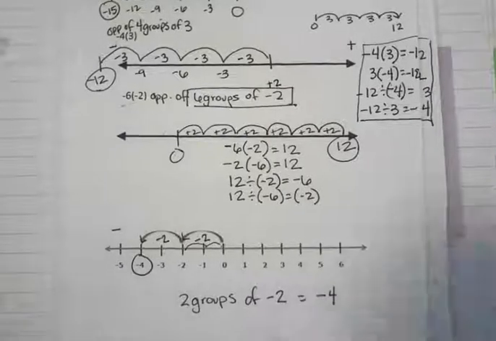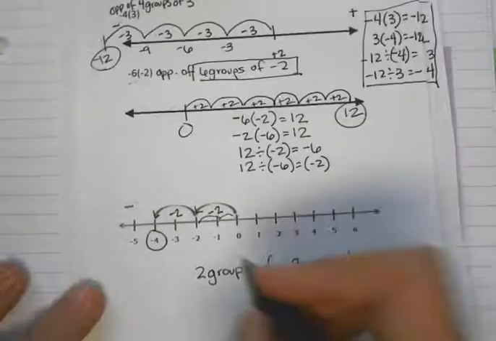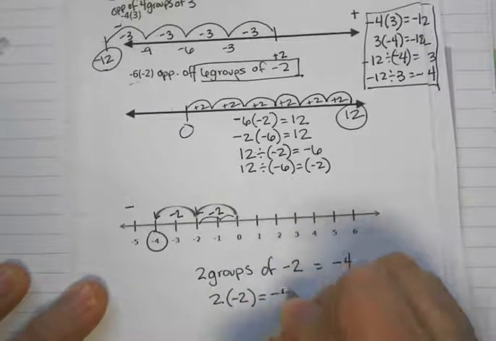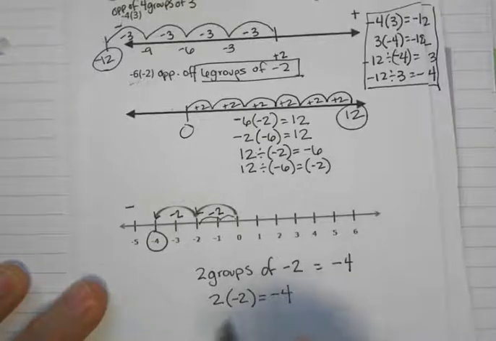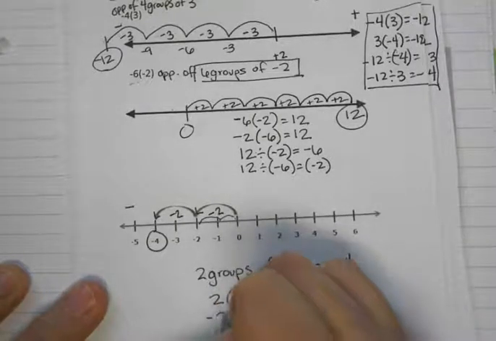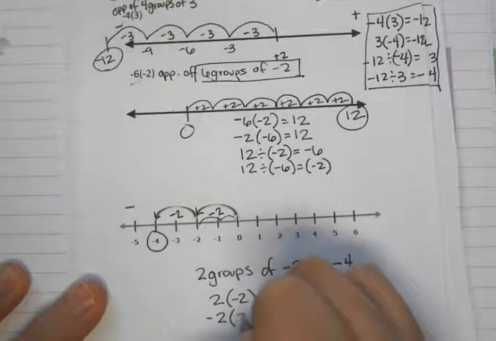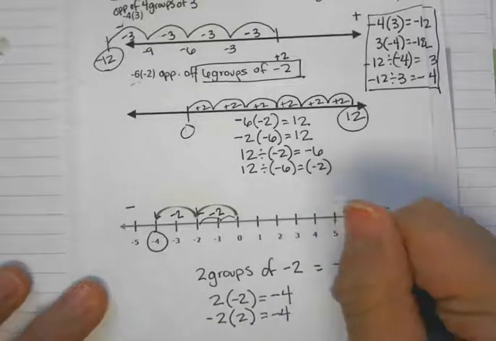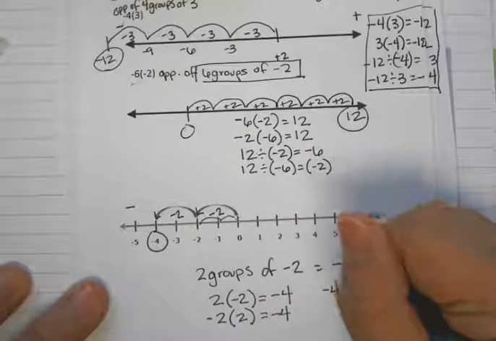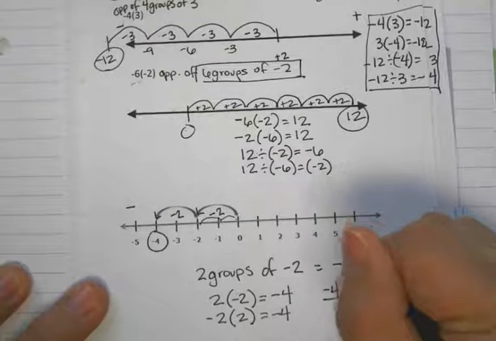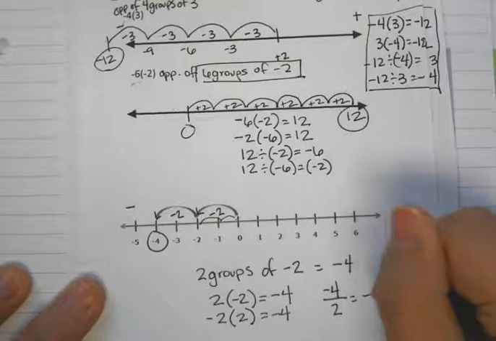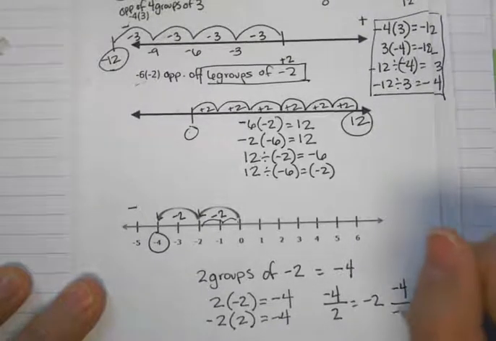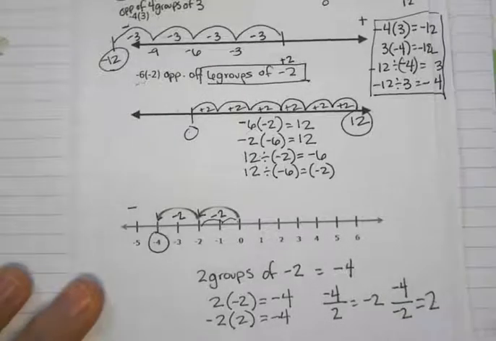So again, there's fact families here. We can write this multiple ways. I can write 2 times negative 2 equals negative 4. I could use the commutative property and switch my factors to negative 2 times 2 equals negative 4. Or I could use my division and do negative 4 divided by 2 equals negative 2. Or negative 4 divided by negative 2 equals positive 2.